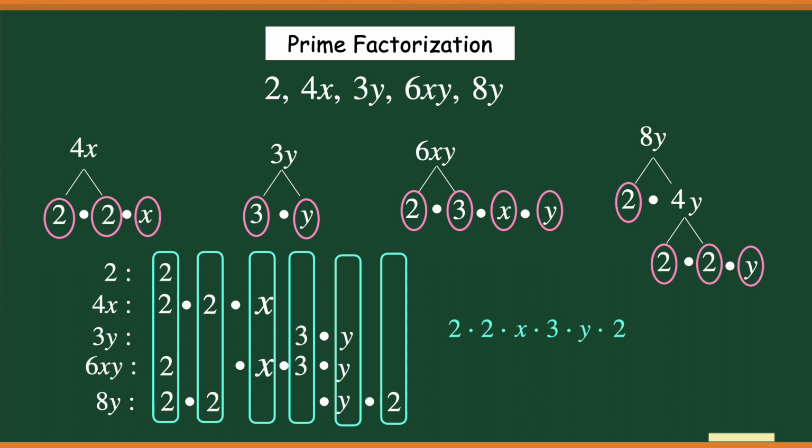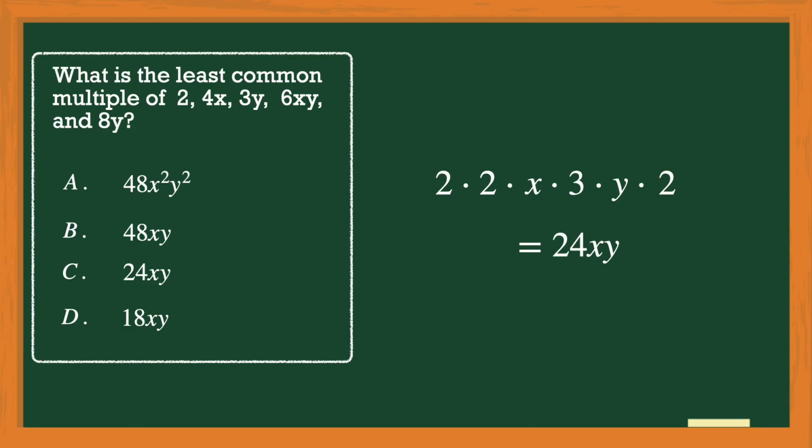The last step is to just multiply these factors together. And 2 times 2 is 4, 4 times x is 4x, 4x times 3 is 12x, 12x times y is 12xy, and 12xy times 2 is 24xy. Looking here at my answer choices, I see 24xy as choice C.